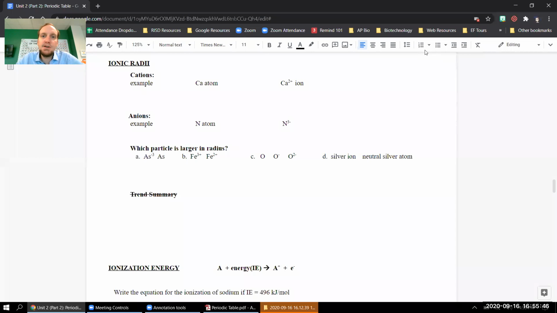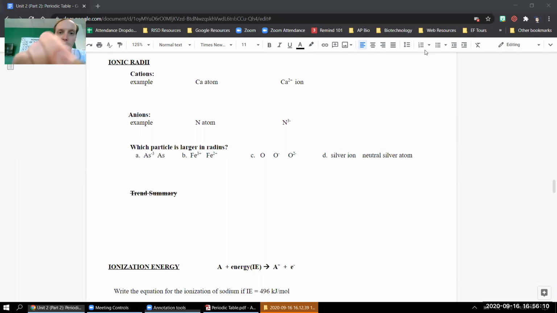The next trend we're going to discuss is something called ionic radius. It's very similar to the atomic radius, which is the size of an atom at its neutral state. An ionic radius, just like the name implies, is the size of those atoms when they are ionized or have a charge. Okay, so again, you guys know the words cation. A cation refers to a positive charge. So these are positive. Anions, as you guys know, are negatively charged ions.